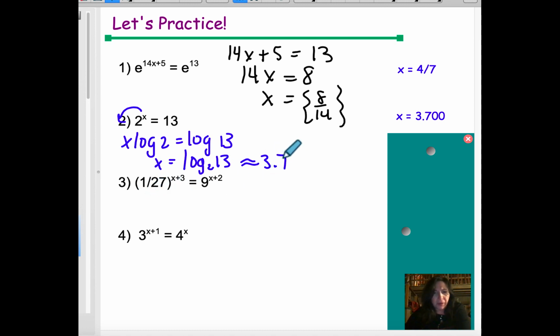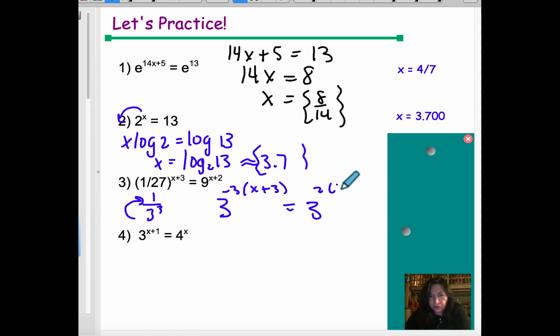For the next problem, I am going to try to get the bases the same. That's 1 over 27. 1 over 27 is actually 1 over 3 cubed. And I'm going to bring that to the top. So that's going to be 3 to the negative 3rd power, to the x plus 3rd power, is equal to 9, which I'm going to change to 3 squared to the x plus 2 power. Bases are the same.